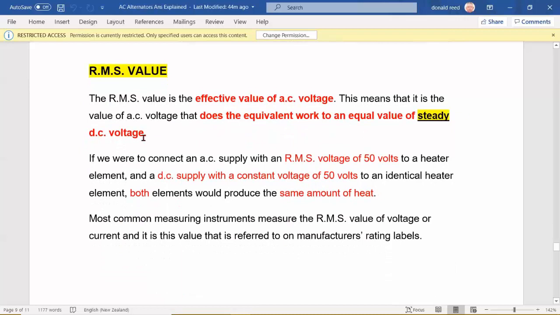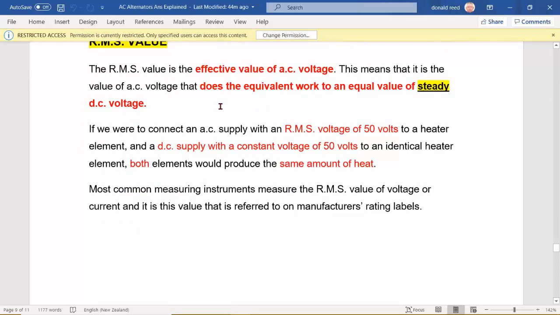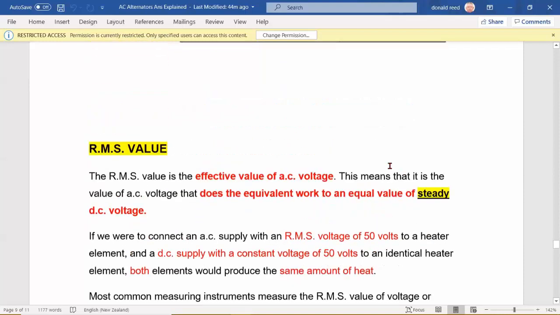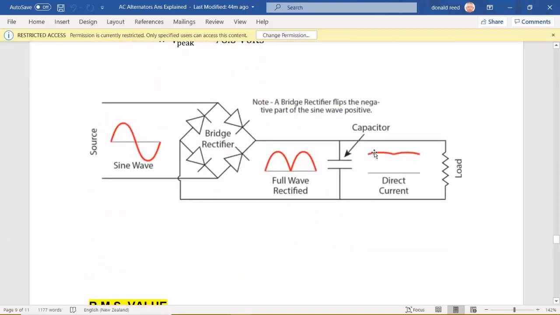So steady DC voltage. If we were to connect an AC supply with an RMS voltage of 50 volts to a heater element and a DC supply with a constant voltage of 50 volts to an identical heater element, both elements would produce the same amount of heat. So they're referring to DC like that, not DC like that, okay?